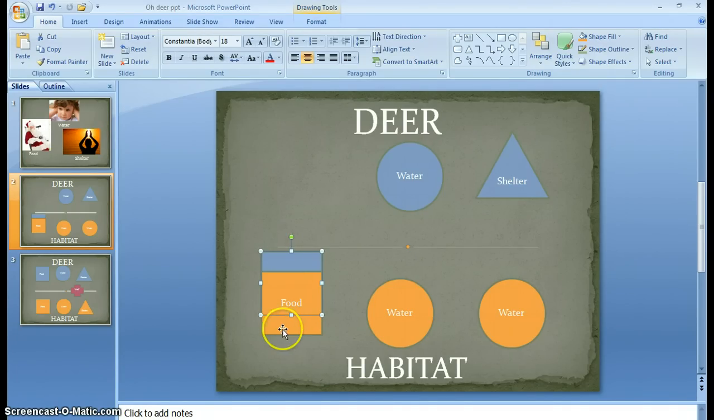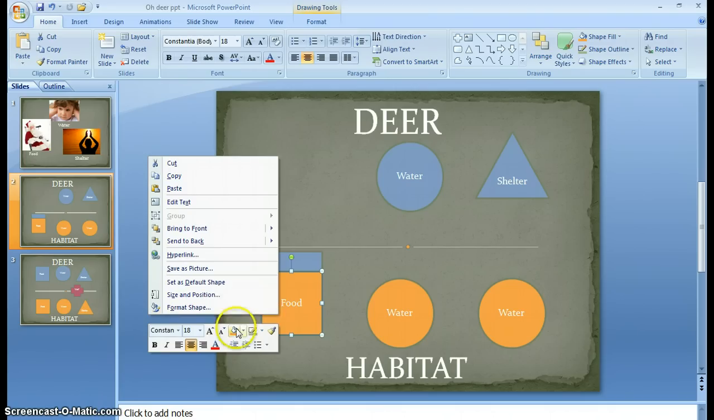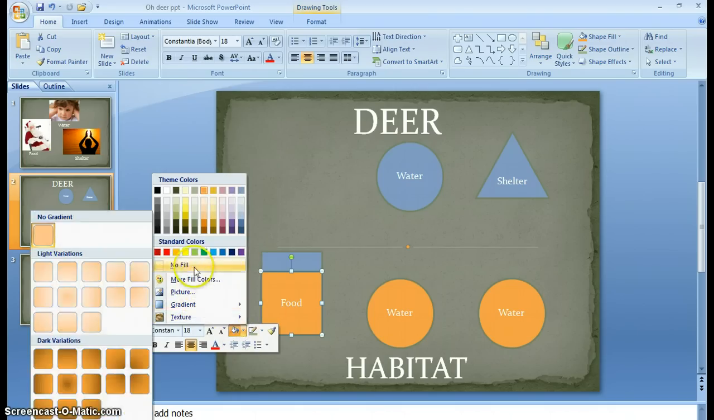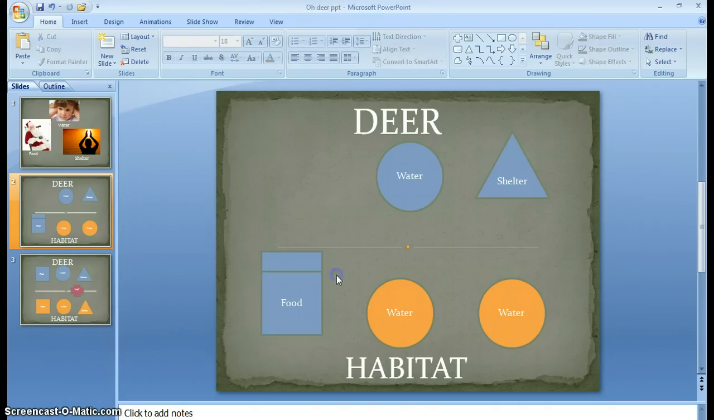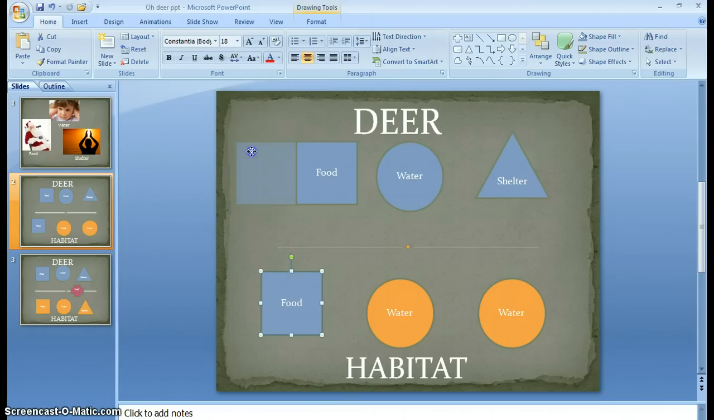And if they make it across and get to their habitat requirement, the deer survives, not only survives, but reproduces for another year. So that food will go away, and that food will turn into a deer. So after the round is over, the original deer and the newly formed deer will move to the other side.